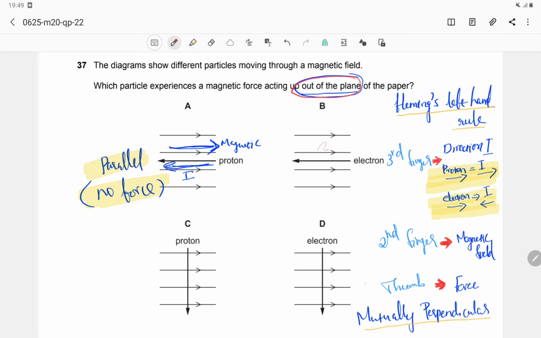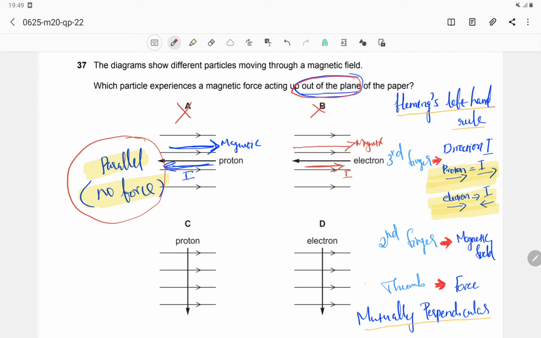In option B, the magnetic field is moving towards right, but the electron is moving towards left. If the electron is moving towards left, you should consider the current I direction as just opposite to the electron direction. So you can see the current and magnetic field both are moving towards right. So they are again parallel to each other. If they are parallel, again you can use this rule: there won't be any force in between. So the force will be 0. So option A and option B are wrong.